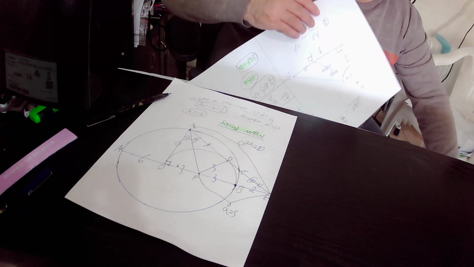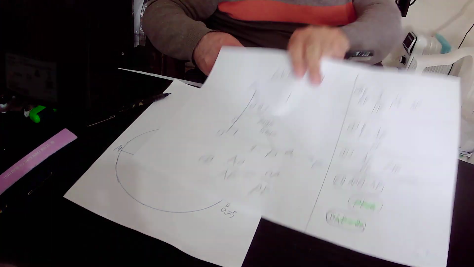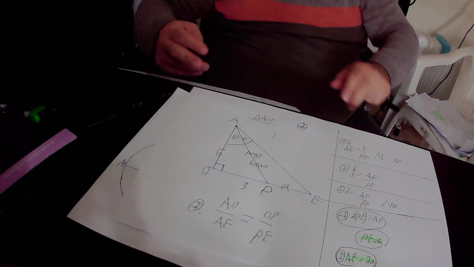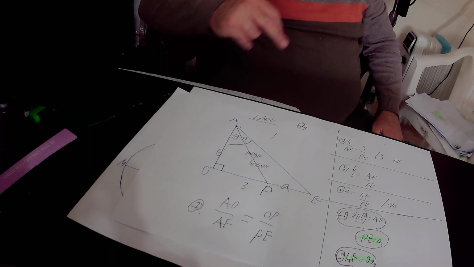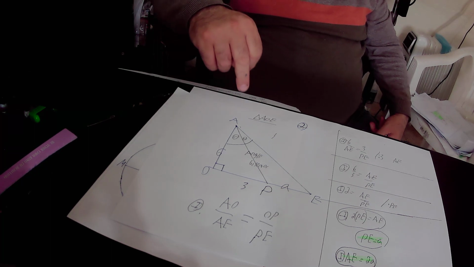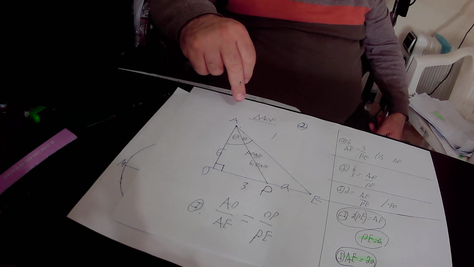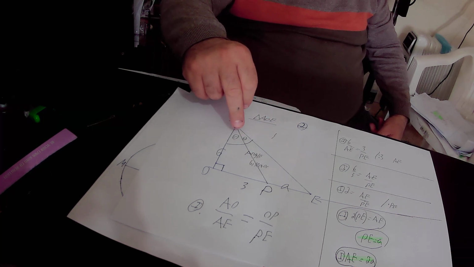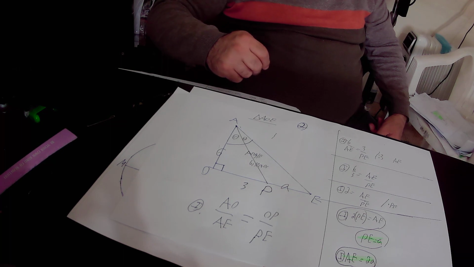So I'll copy triangle AOE in a new page, this page. This is the right triangle. The angle bisector AP divides angle OAE into two halves, each half equals theta.